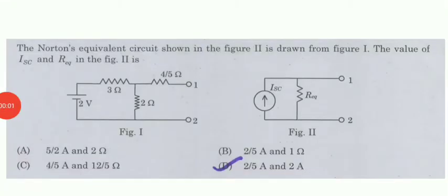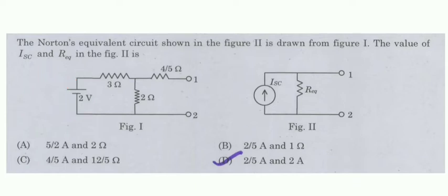Let us start with this question. The Norton's equivalent circuit shown in figure 2 is drawn from figure 1. The value of I short circuit and R equivalent. Right? So we have to find I short and R equivalent. R equivalent is nothing but your Thevenin resistance. If you want to find Thevenin resistance, we have to short the voltage source and the load should be open. That's a simple process. Similarly, to find a short circuit current, let me explain the process.